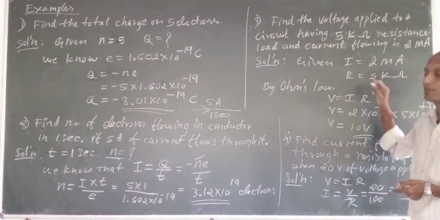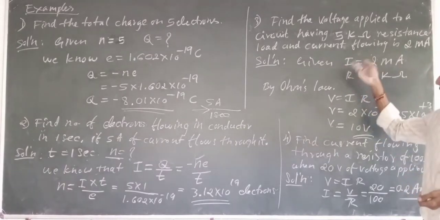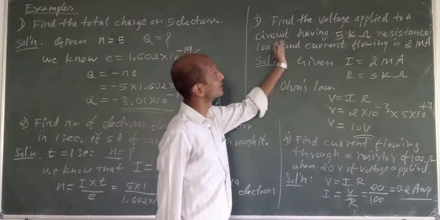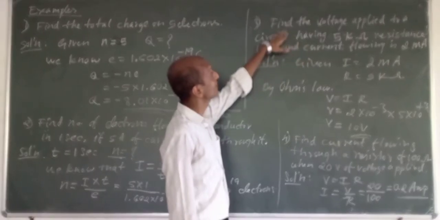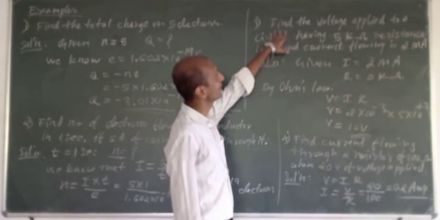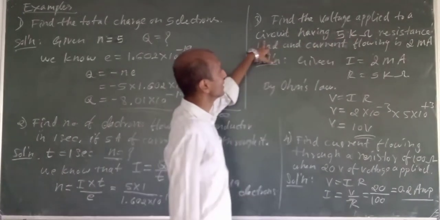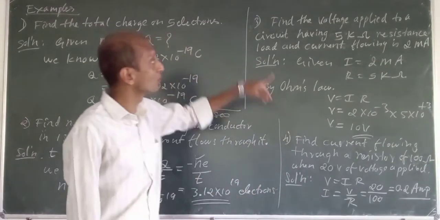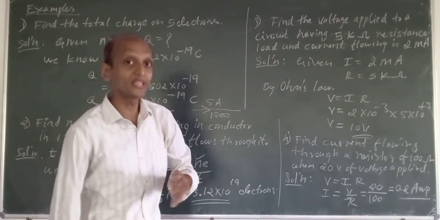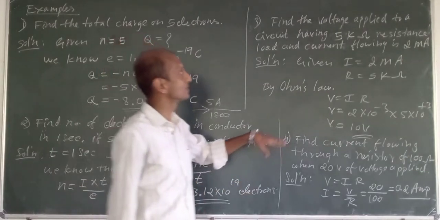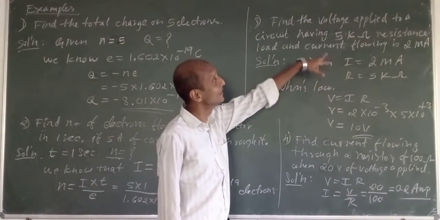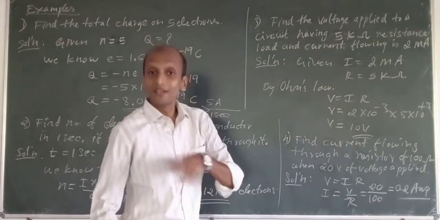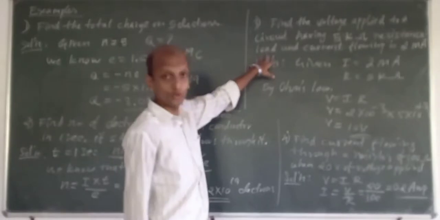Here we'll see an example for the Ohm's law application. Our question is to find the voltage applied to a circuit having 5 kiloohms of resistance. So we have to calculate how much voltage is applied to a circuit, and that circuit has a load resistance of 5 kiloohms.